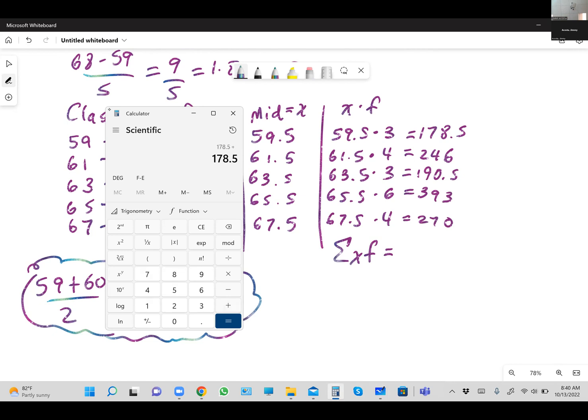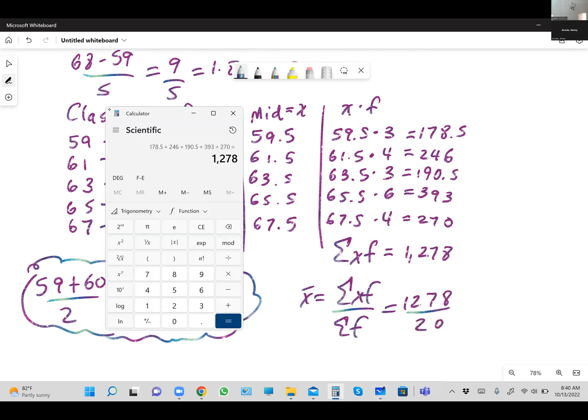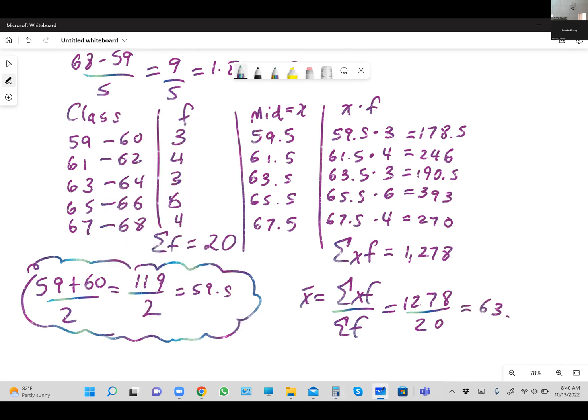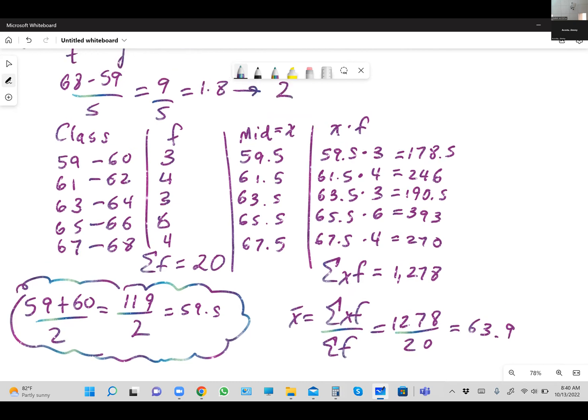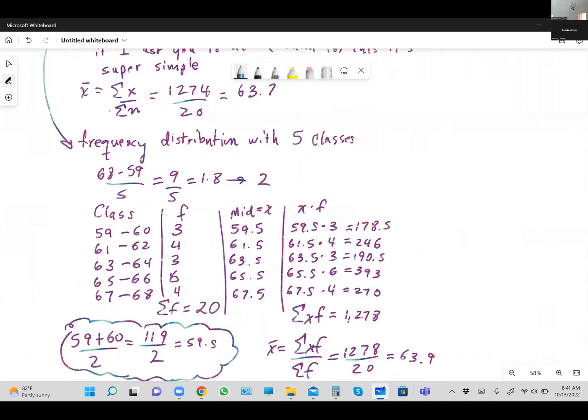178.5 plus 246 plus 190.5 plus 393 plus 270. Guys, make sure because I'm getting 1,278. And now I take what? I take 1,278 and I divide it by what? Yes. And I take 1,278 and divide that by 20, and I get 63.9. And notice our previous result was 63.7.